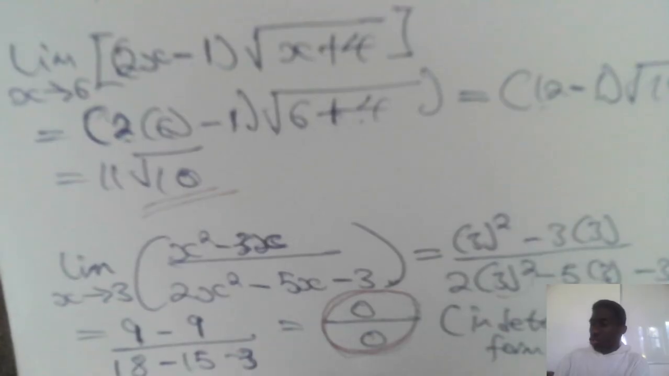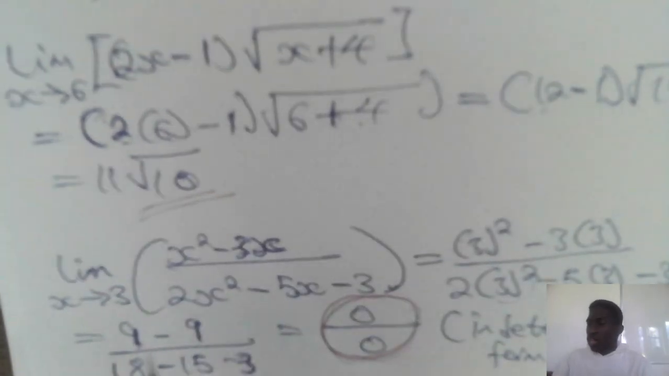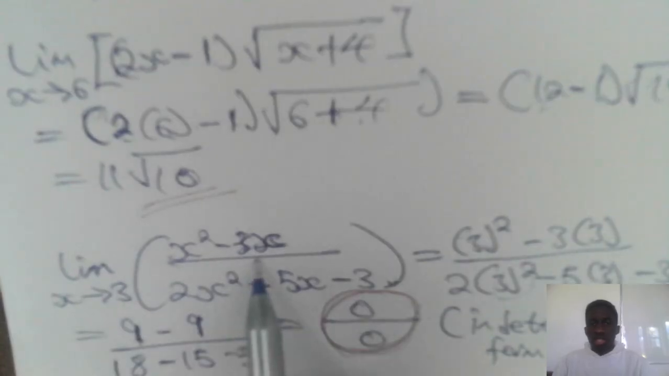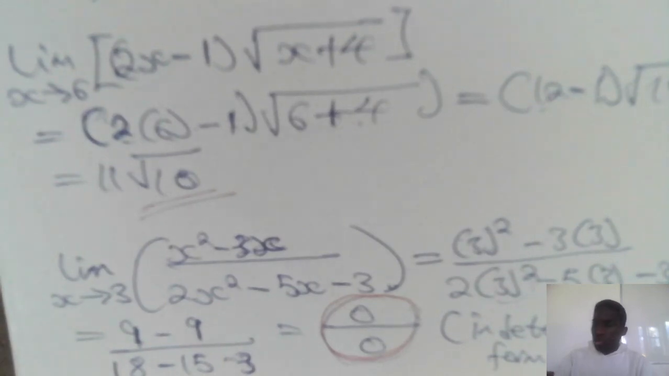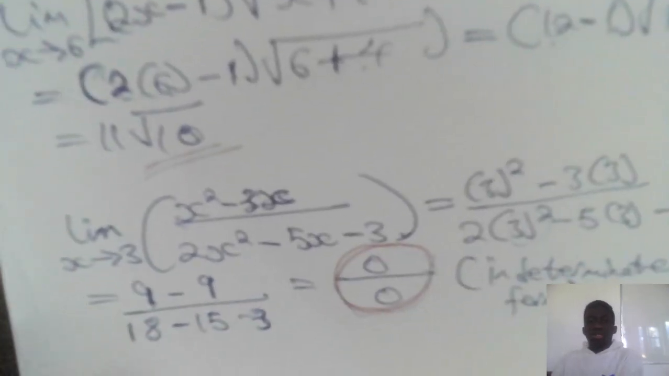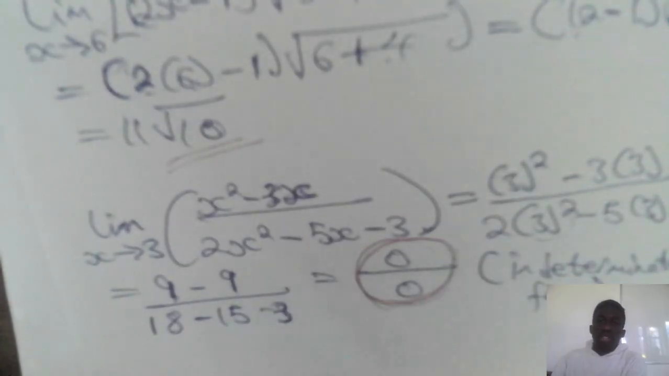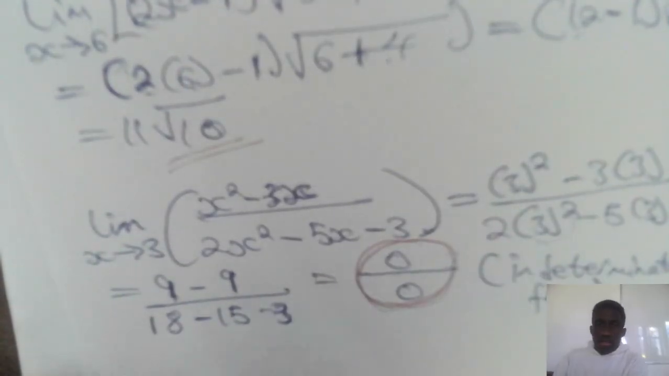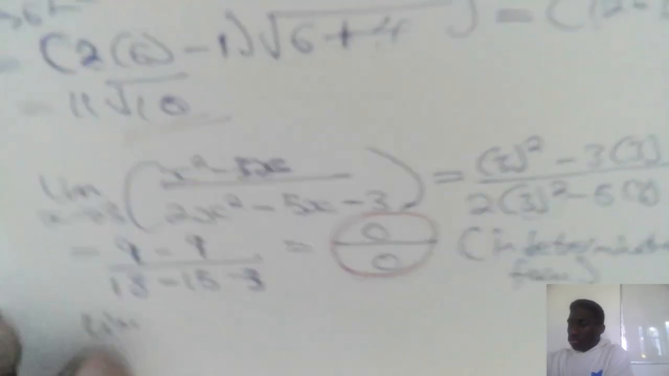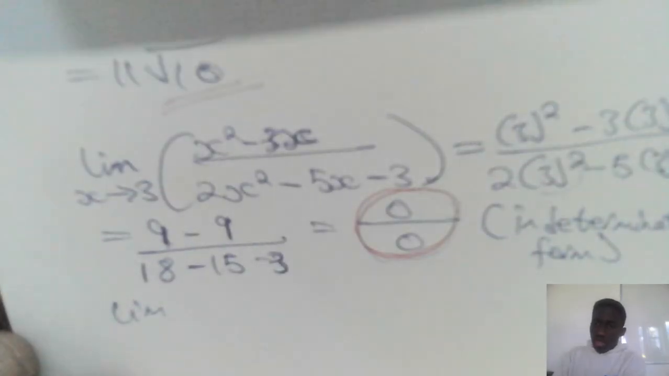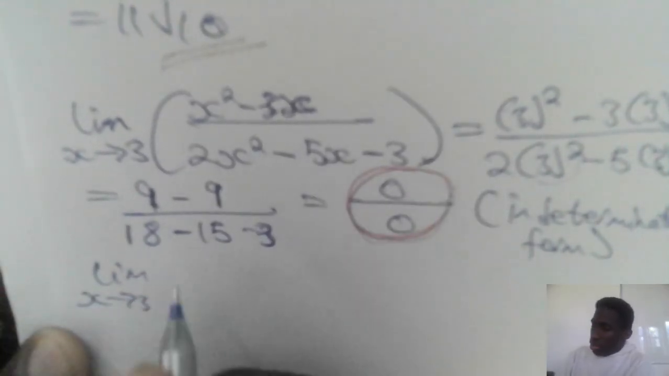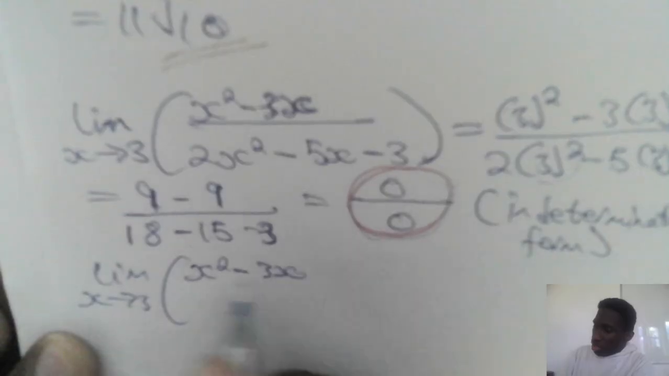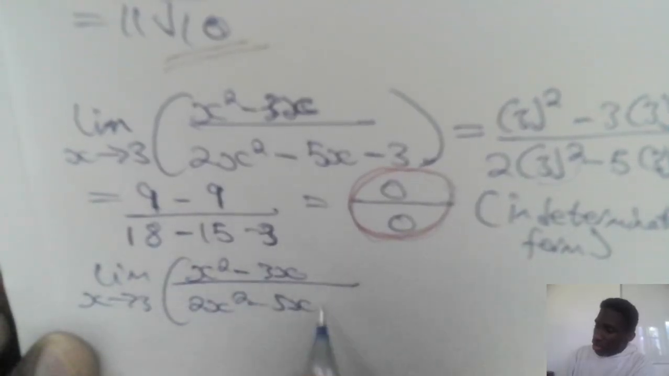Since we have 0/0, our substitution method, substituting the value of x into the function, didn't work. It gave us 0/0. So what we are going to do is look for ways to simplify the function so that we can easily get a real value answer. So we try reworking. The limit as x approaches 3 of x squared minus 3x divided by 2x squared minus 5x minus 3.